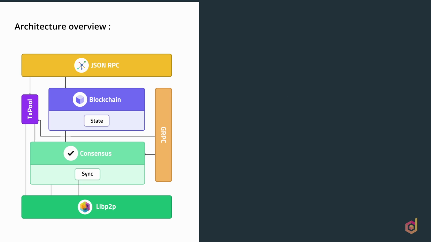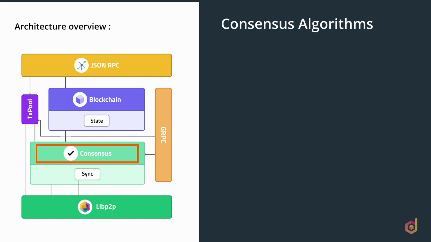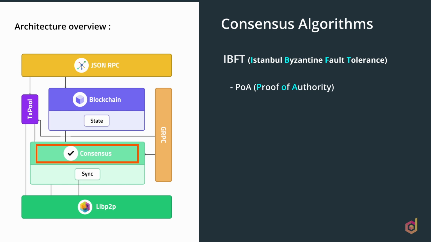Now the second thing that comes is the consensus algorithms. Currently, Edge supports the Istanbul Byzantine Fault Tolerance, or simply IBFT, consensus with two flavors. That is proof of authority and proof of stake. By default, proof of authority is selected while setting up the blockchain, but we can migrate from proof of authority to proof of stake. We will see how to do that in a later part of this course.